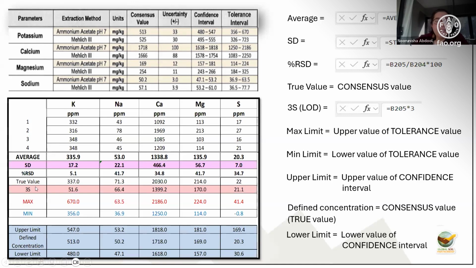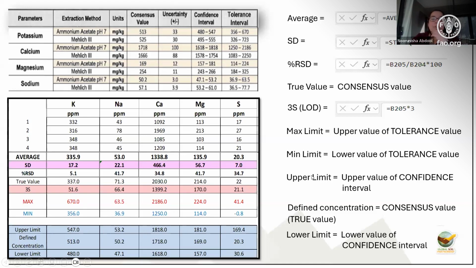Your 3S, I have calculated. So you'll see there how I've calculated it. I've taken my true value and multiplied it by 3. Your max limit is your upper value of the tolerance value, and your minimum is the lower of that tolerance. So that is my 3S, my biggest bands. And then I have the lower limits, upper, lower, and defined concentration. That comes from your confidence interval.